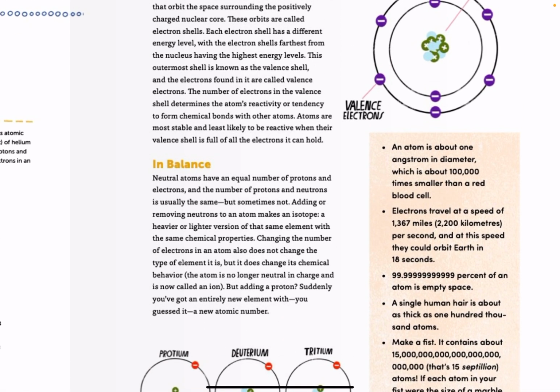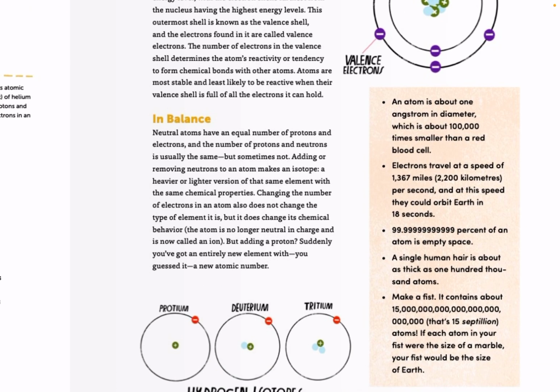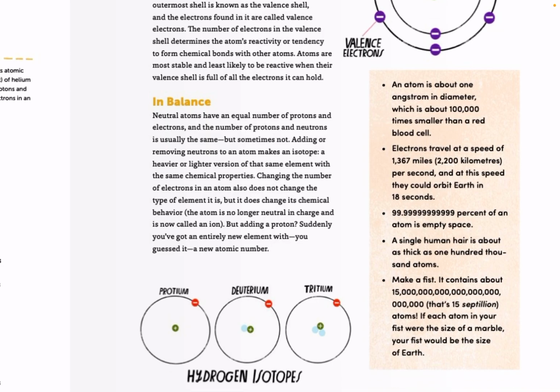Here are some facts about atoms. An atom is about 1 angstrom in diameter, which is about 100,000 times smaller than a red blood cell. Electrons travel at a speed of 1,376 miles, or 2,200 kilometers, per second, and at this speed, they could orbit Earth in 18 seconds.